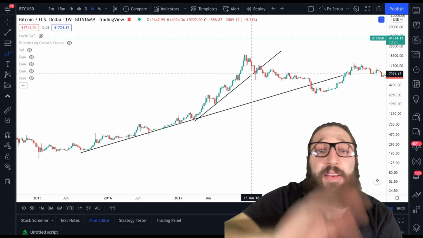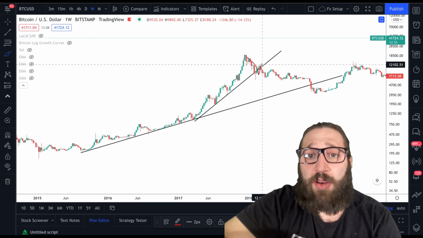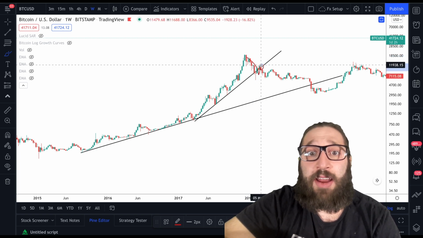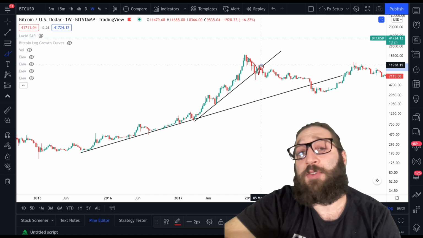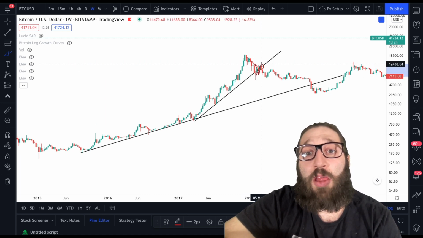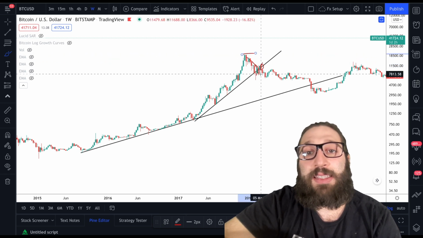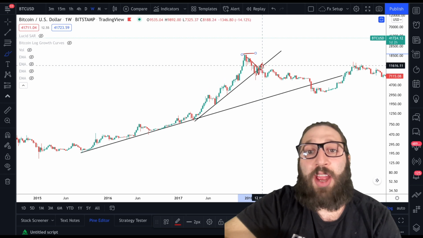So you can see two things. One, we got rejected here from this trend line, and that is not a good sign. That's a sell. That's a first signal to sell. And then you can see here, we put in a lower high here because we did not break this high. So you can see weakness, and we got rejected here.